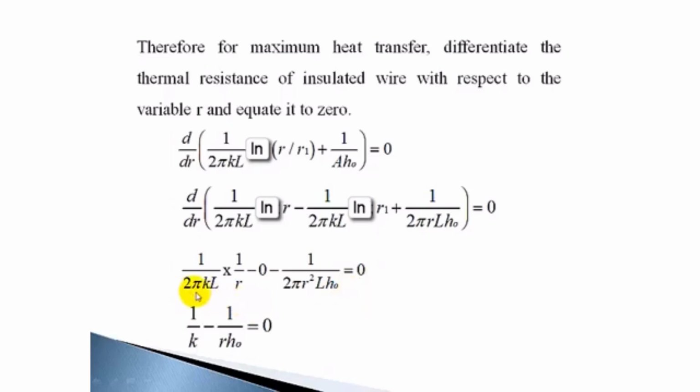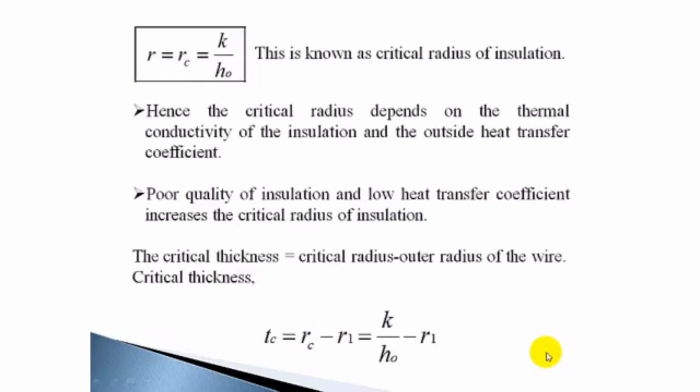Here 2 pi L r will cancel. You have only 1 by k here, and in the other term you get only r h naught, so 1 by r h naught. So 1 by k minus 1 by r h naught is equal to 0. 1 by k is equal to 1 by r h naught. So you get r is equal to k by h naught.